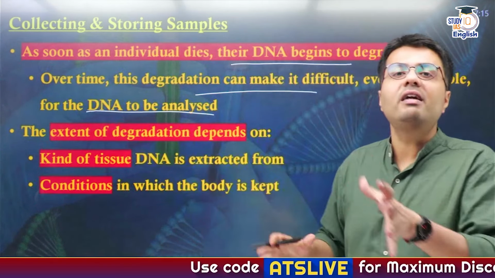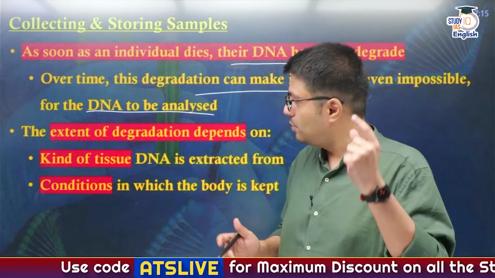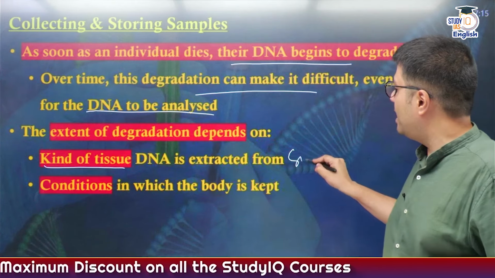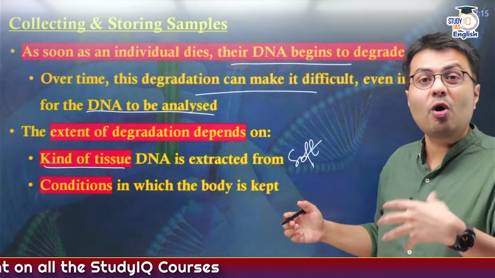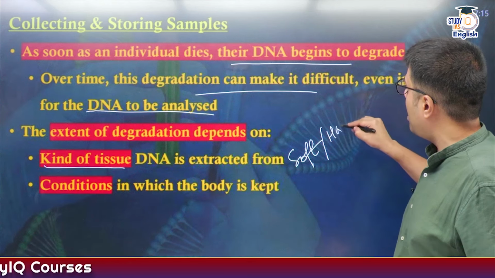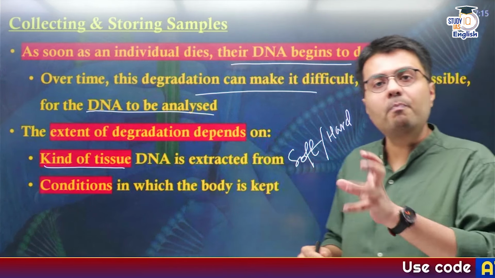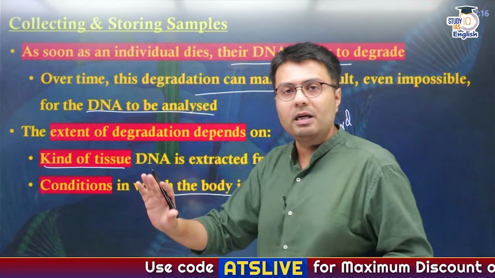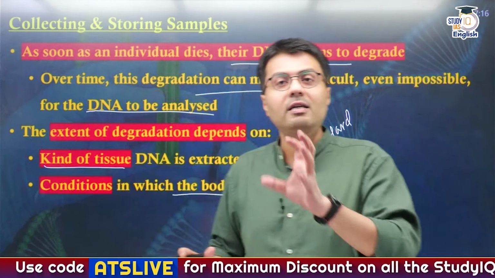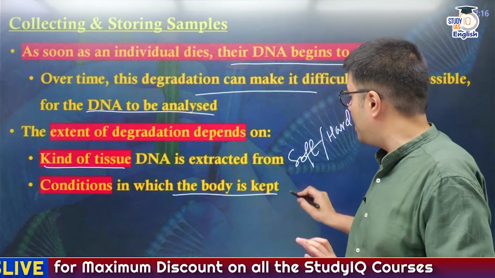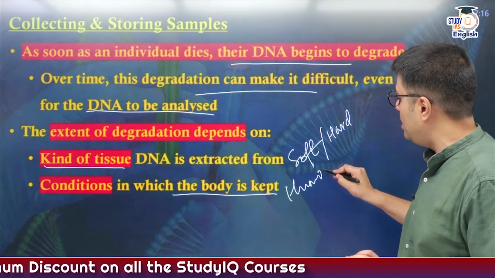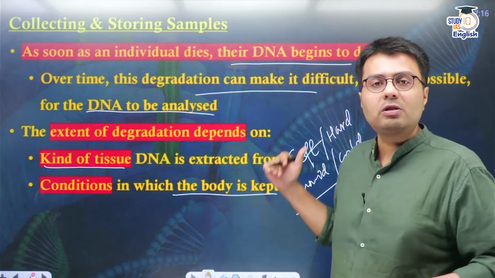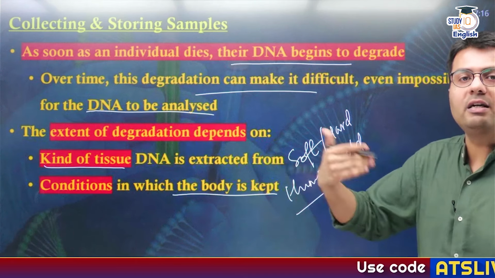And the extent of degradation of DNA depends on two factors. First, what kind of tissue are you taking DNA from? Whether it is being taken from a soft tissue like muscles or skin, or from a hard tissue like your bones and teeth. Similarly, the conditions in which the body is kept also play a very important role in determining the degradation process of the DNA. Whether it has been stored in a hot and humid condition, or in a cold or dry condition. So those two factors actually determine the degradation process.